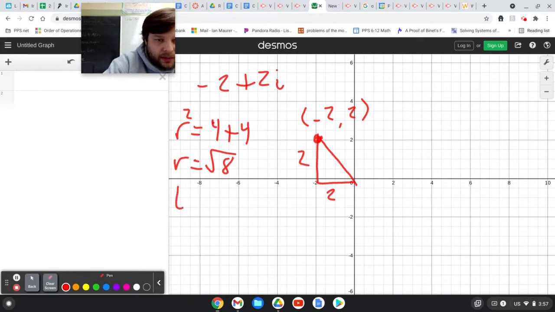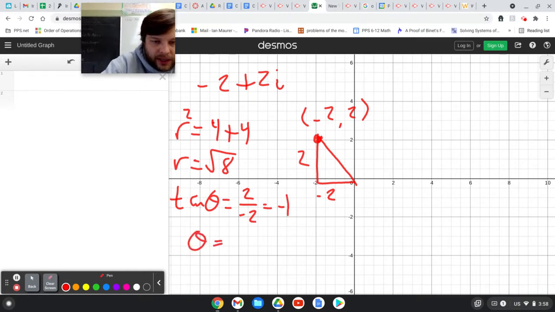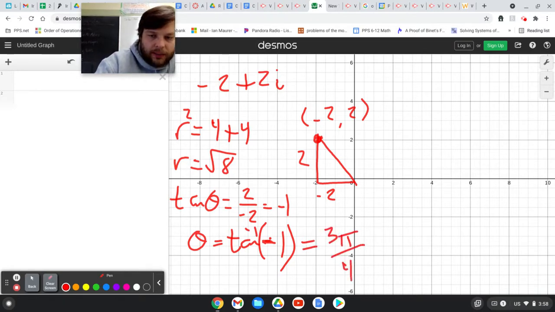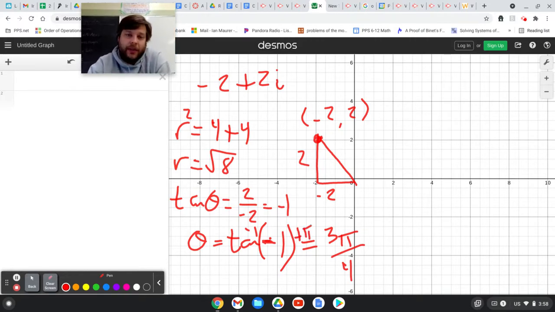And then our theta, we can say tangent of theta, I guess this would be -2 in the denominator. Tangent of theta is 2 over -2, which is -1. So theta is the inverse tangent of -1. But we also want to fix our quadrant there, making sure that we are getting the right value for theta, that it would be 3 pi over 4. So we had to add pi to what the original one was. So anyway, our theta is 3 pi over 4.